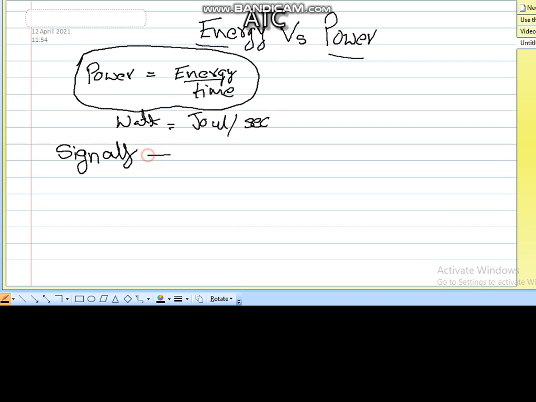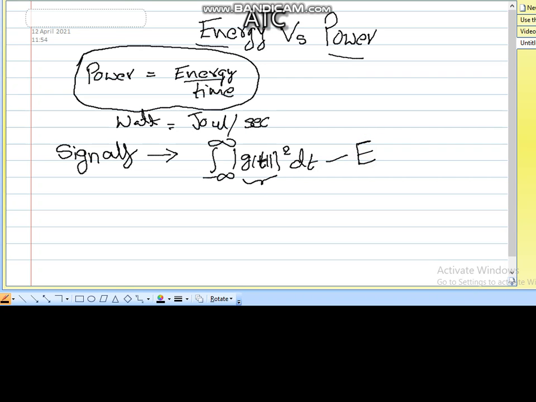Coming to the signals, we define the energy signal as the integral from minus infinity to infinity of |g(t)|^2 dt. You can take it as f(t), x(t), anything; it's just symbolic information. This is for the energy signal, which is considered as E.